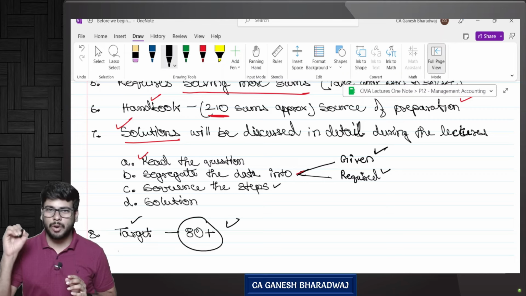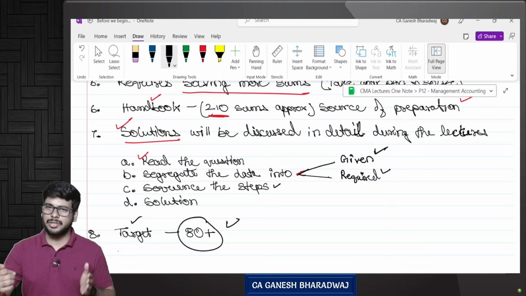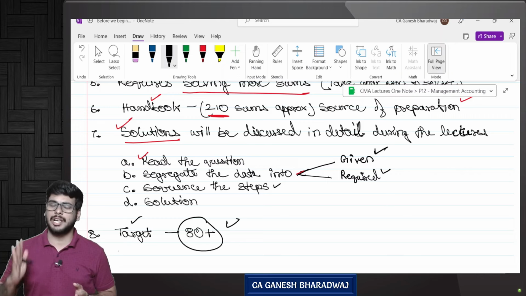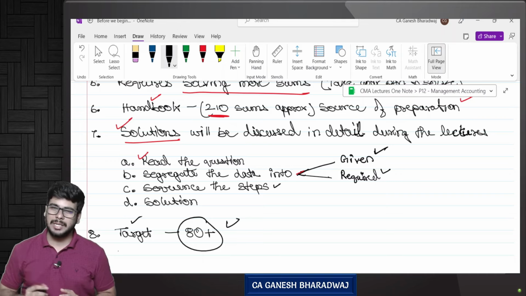Don't put it in 1.5 speed and all. No, watch it at a normal speed. And then once that lecture is over, again practice all the sums covered in the lecture. If you keep doing it, if you move along with the lectures, automatically scoring an 80 plus is certainly possible. Are you clear with this?